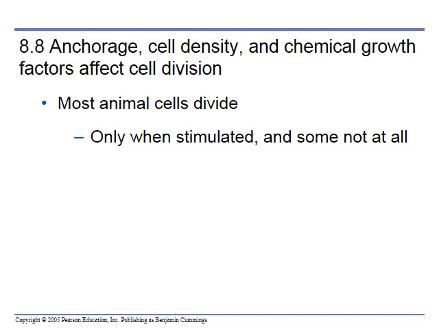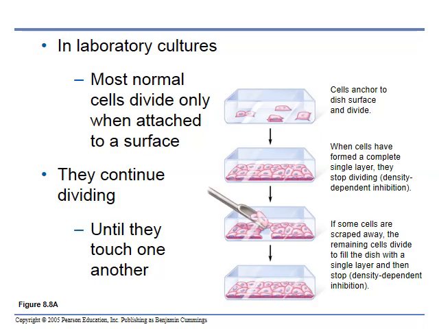Then there's chemical growth factors, things that will affect cell division. That can be released in your bloodstream by platelets that cause cell division. If you're injured and you want to know how do those fibroblast cells know how to start pumping out collagen and fixing your body, those are chemical growth factors. Okay, so most cells are not dividing. They only divide when they are stimulated to do so. Okay, so here we go. Most normal cells divide when they are attached to a surface.